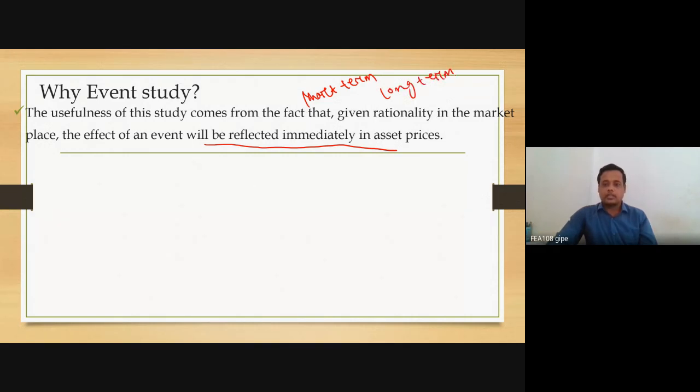What do you mean by short term? We measure plus minus 2 to plus minus 40. Normally, event study goes for plus minus 2 to plus minus 40. And in the long term, our models are different. We go for buy and hold return. Then we go for Fama French models. So for the long term, measuring the impact of a particular event in the long term.